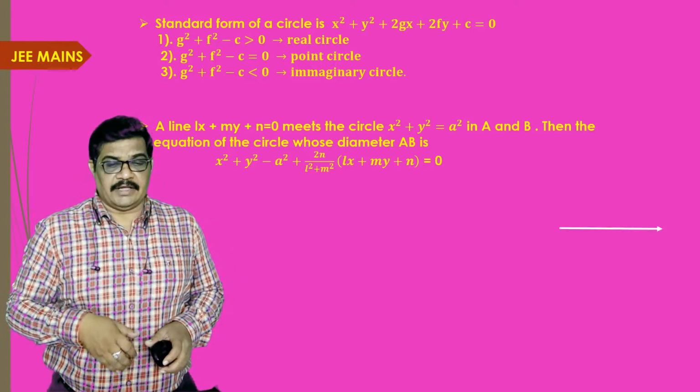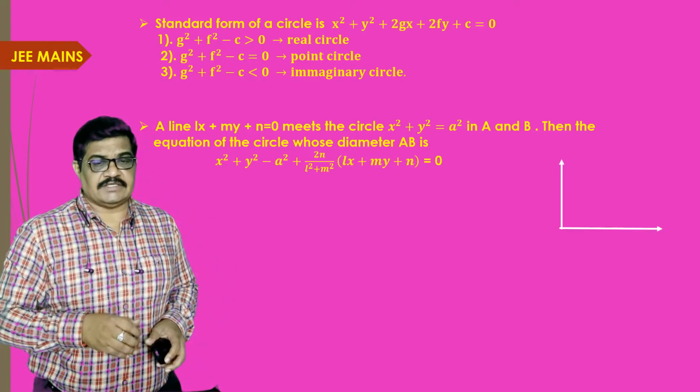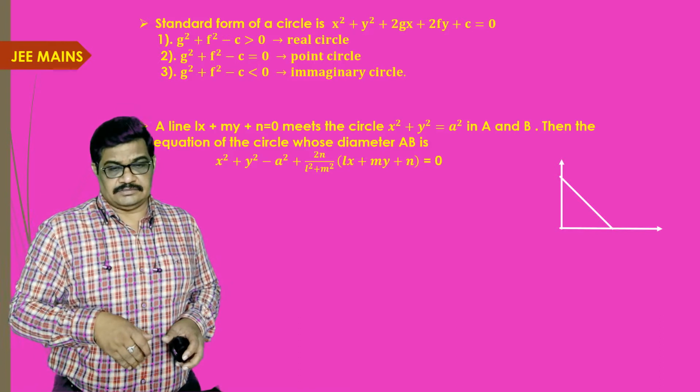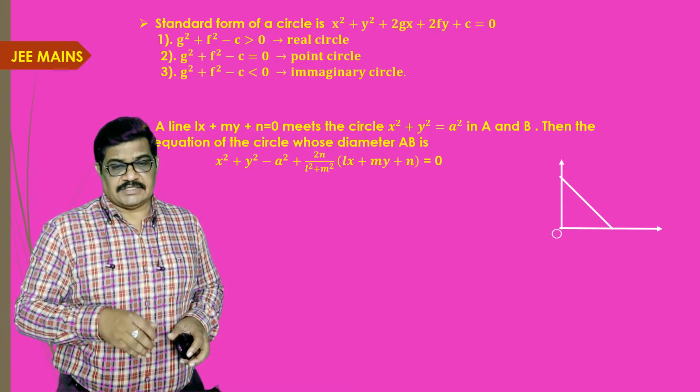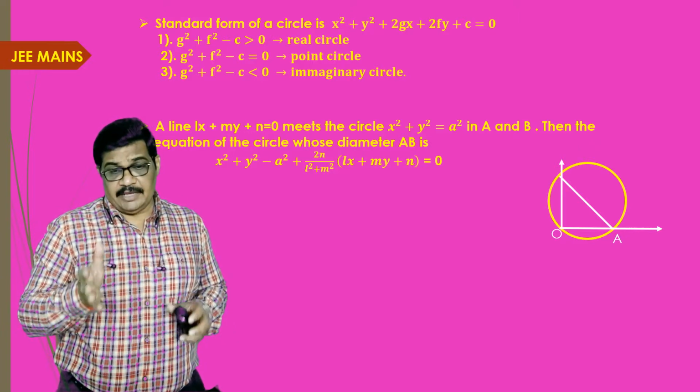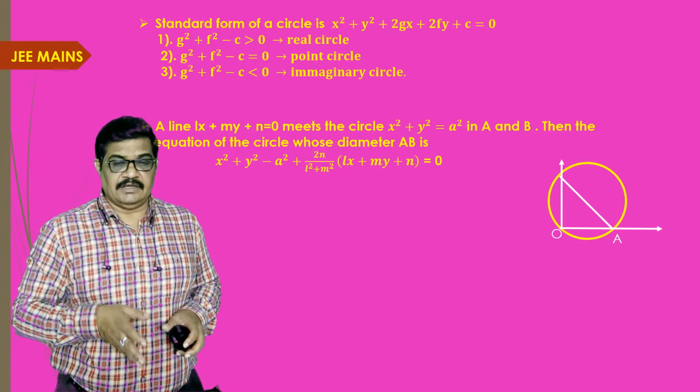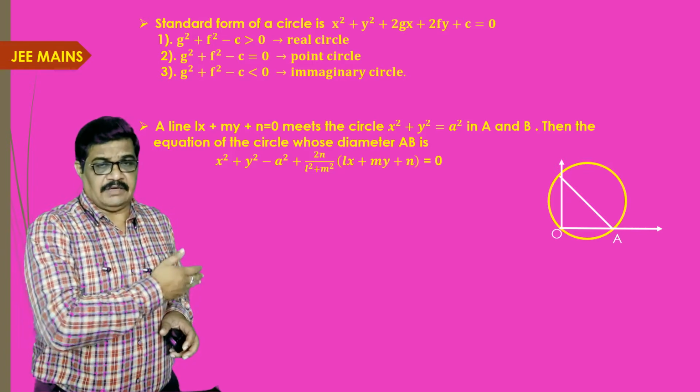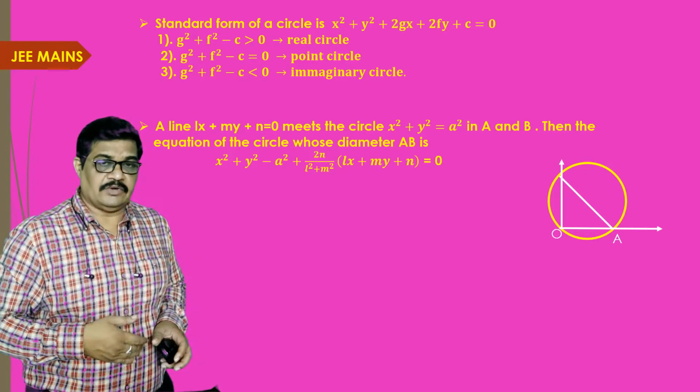See the diagram. This is the x-axis and y-axis. This is the line that meets the axes at capital A and capital B. Now the equation of the circle with AB as the diameter is the circle we are obtaining here. Okay. Next.